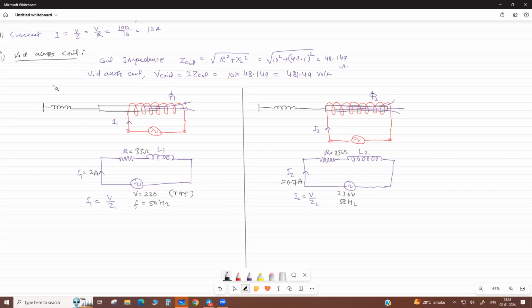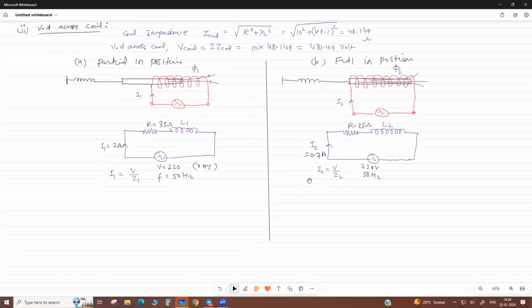Part A, partial in position. This is full in position. B, full in position. The plunger is in the full in position and partially in position. Okay, two conditions.